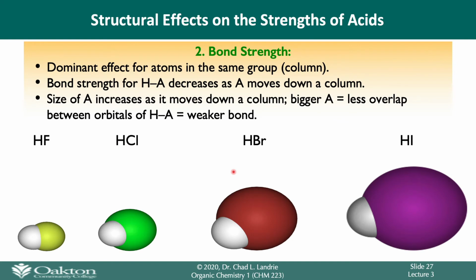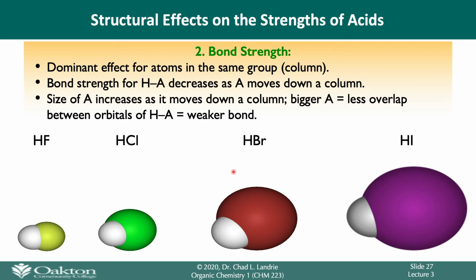All right, so how do we put that all together then to predict the strength of an acid? Well, again, this is the dominant effect for atoms losing the hydrogen that are in the same group or column of the periodic table. And the key point here is that as bond strength decreases, acidity increases.